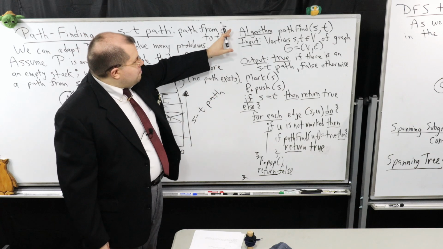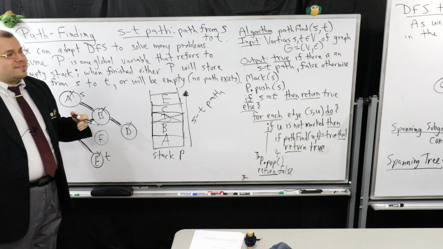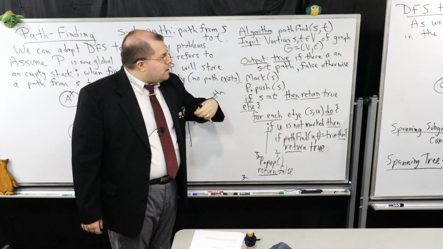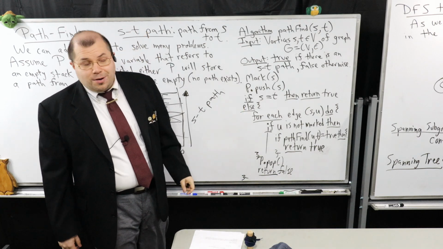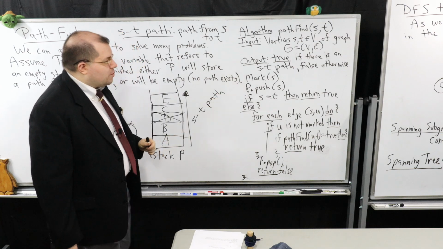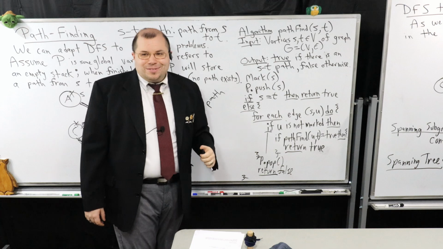So here's an example of some pseudocode to do this. I call it pathfind, and I give it two vertices, S and T. It's going to output true if there's an ST path and false otherwise. Like I say, we mark the vertex, we push that vertex onto the stack. And then I ask, is S equal to T?